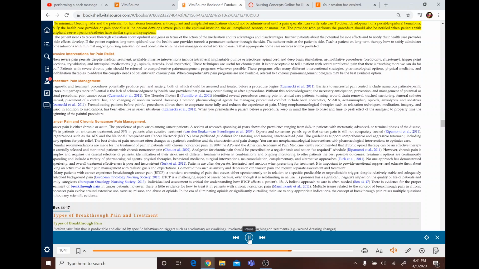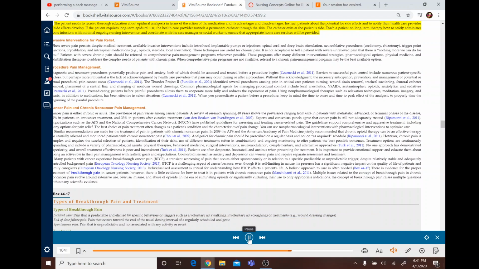To detect development of a possible epidural hematoma, notify the healthcare provider or pain specialist if the patient develops severe pain at the epidural insertion site or unexplained sensory or motor loss. The provider who performs the procedure should also be notified when patients with a peripheral nerve injection or catheter have similar signs and symptoms. The patient needs to receive thorough education about epidural analgesia in terms of the action of the medication and its advantages and disadvantages. Instruct patients about the potential for side effects and to notify their healthcare provider if side effects develop.